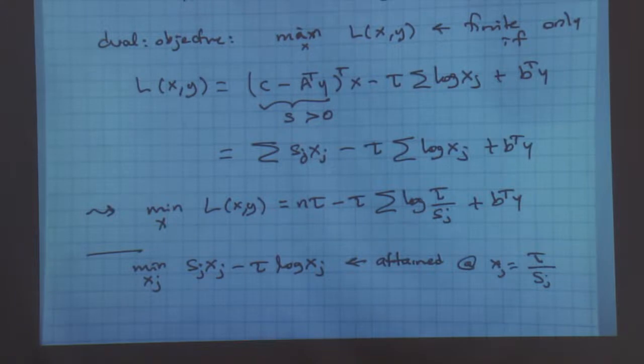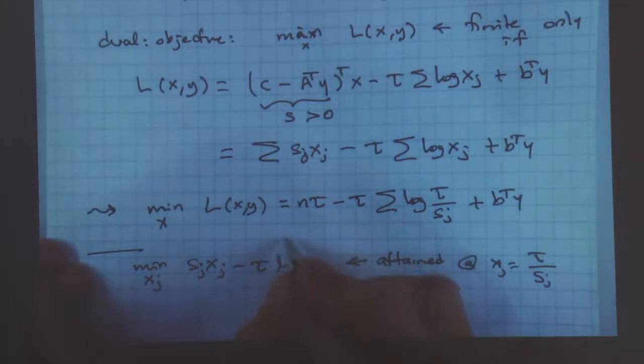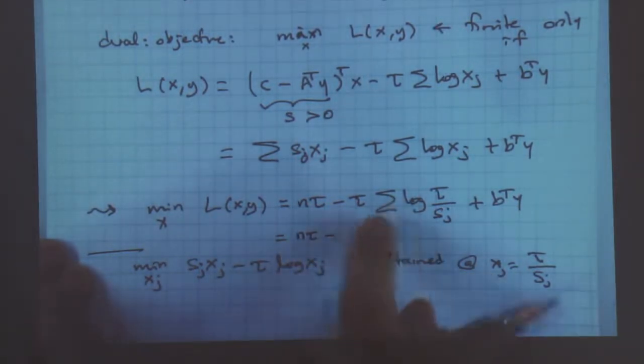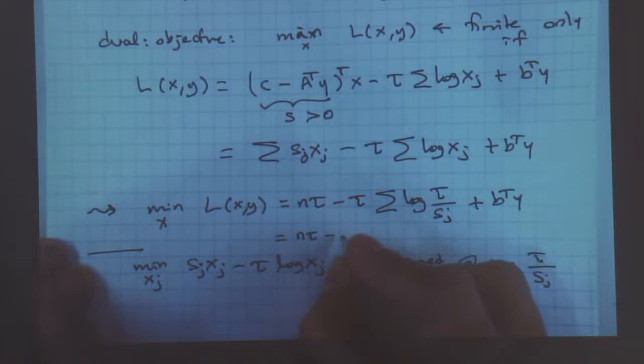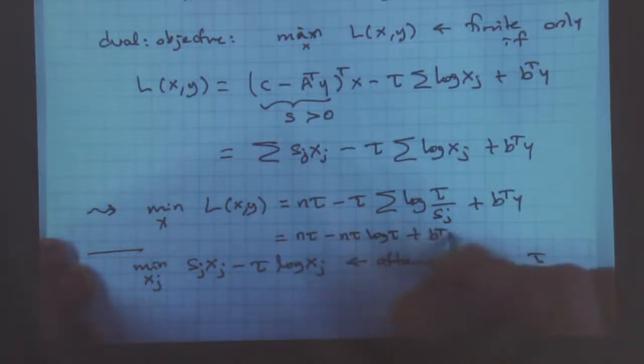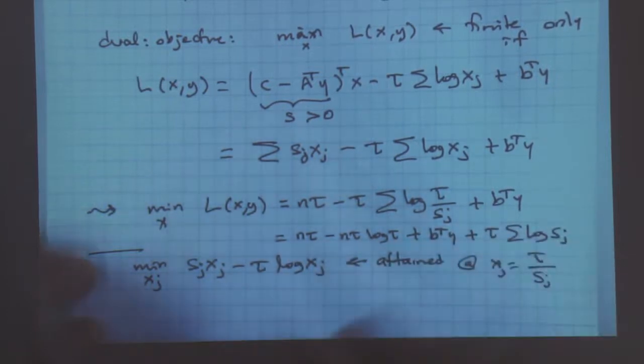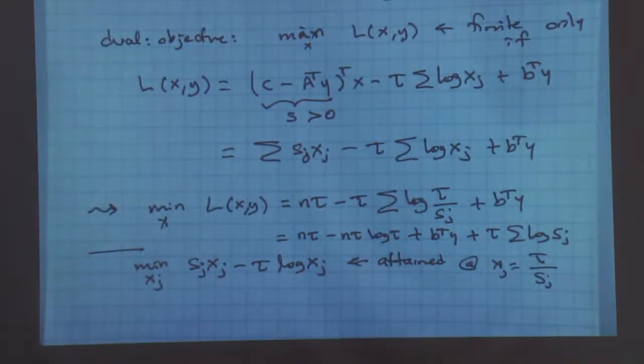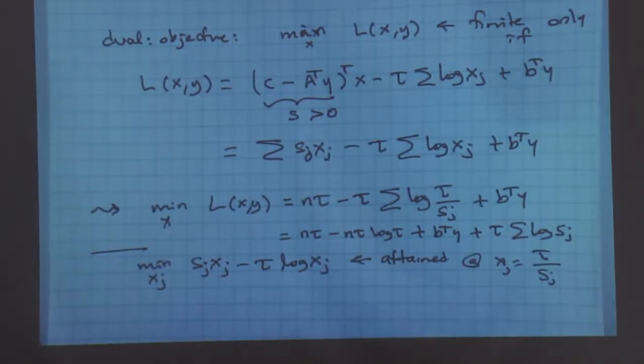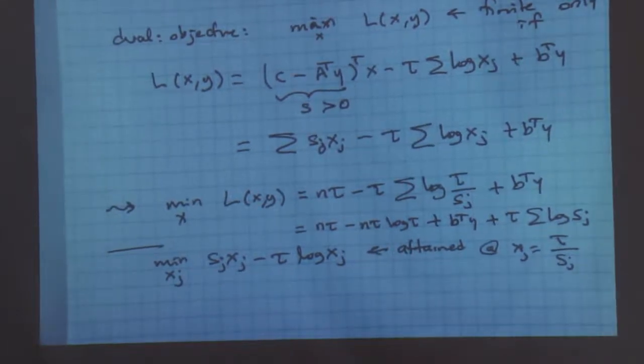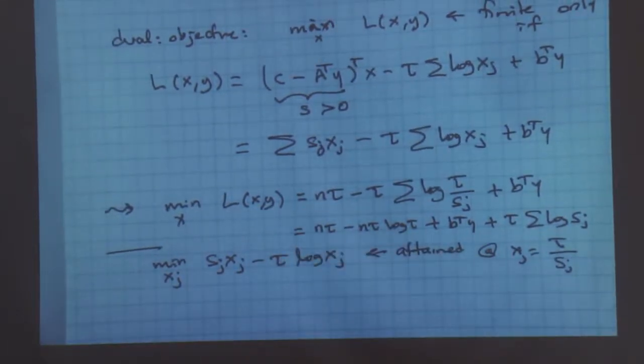Okay? And then you see from there that we essentially get the dual problem. So we get n tau, here you get n tau log tau, and then b transpose y plus tau times the sum of log of sj. So the dual problem is essentially this problem, except for this little constant here that, for the purposes of the maximization, is immaterial.